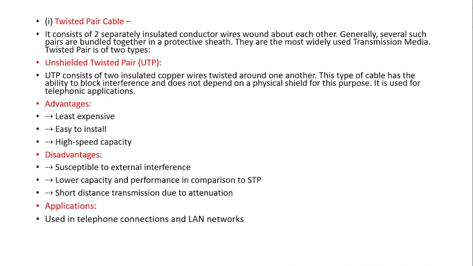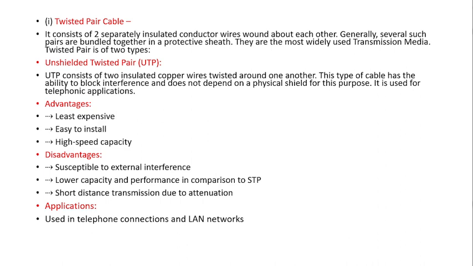These are bundled together in a protective sheath, which gives protection to the insulated conductors. The most widely used transmission medium is the twisted pair cable. There are two types of twisted pair cable: one is STP and the other is UTP. STP means shielded twisted pair, and UTP means unshielded twisted pair.